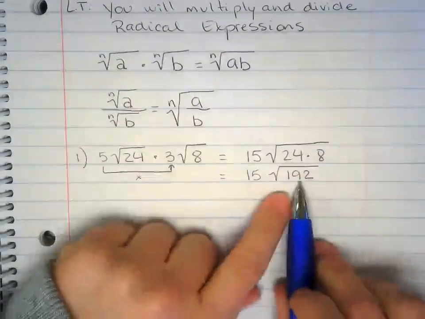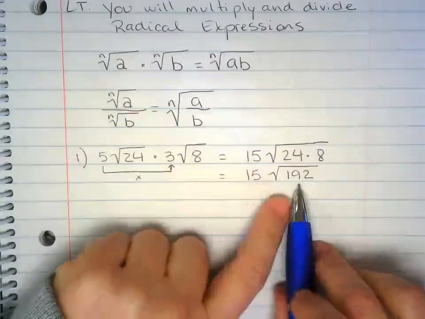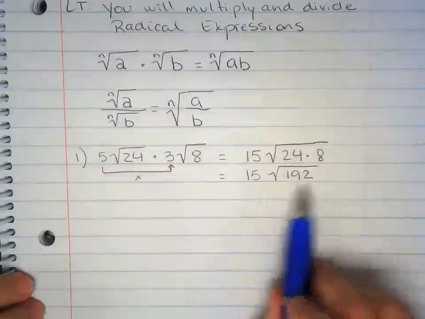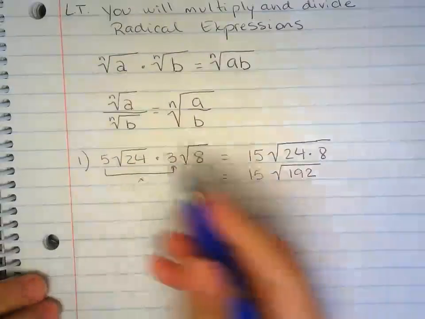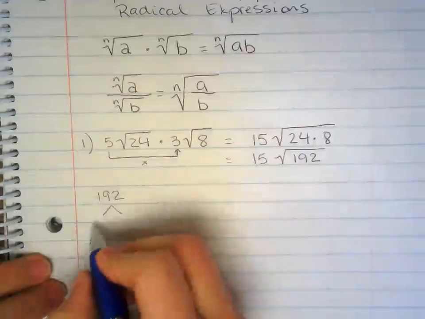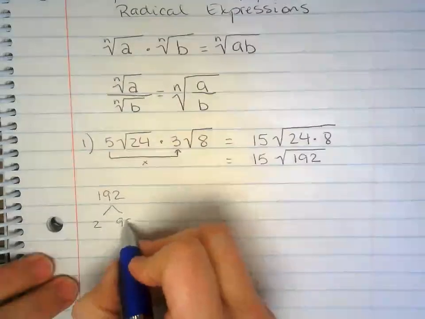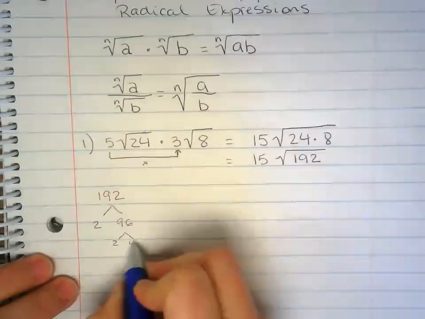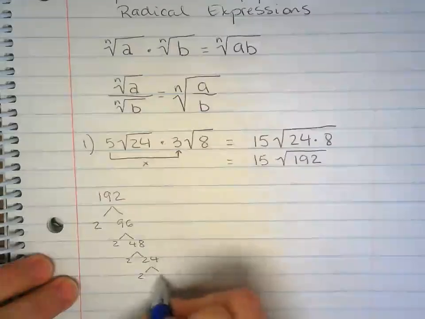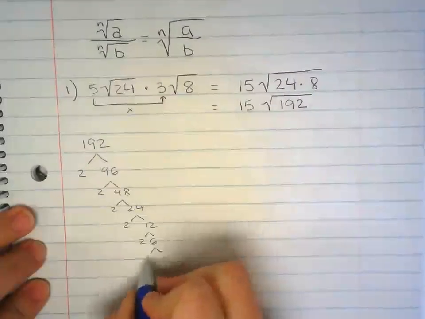Now, it would be crazy if that's all we had to do, but going back to what we did yesterday, we have to simplify this root. So here we go, 192. Divide by 2, you get 96. Divide by 2, 48. Divide by 2, 24. 2 and 12. 2 and 6. And 2 and 3.